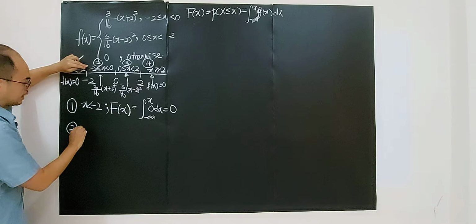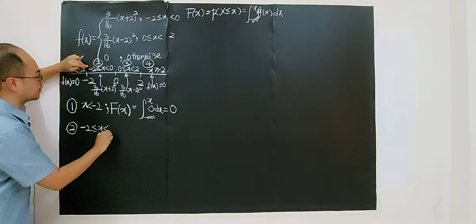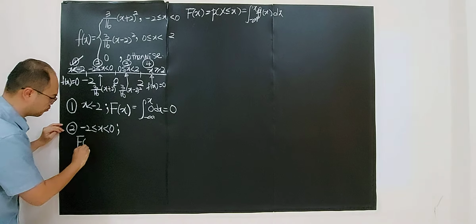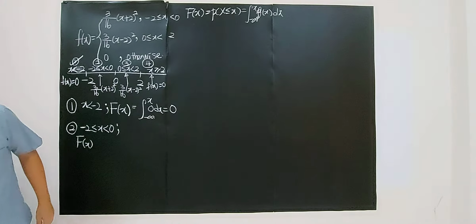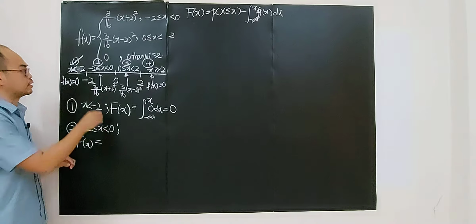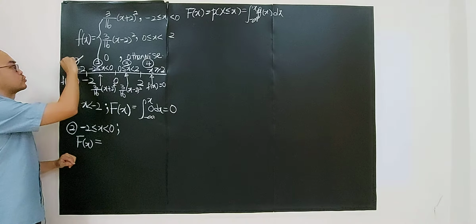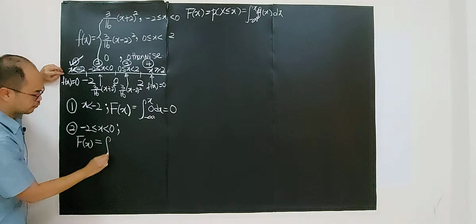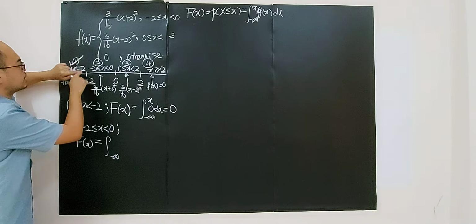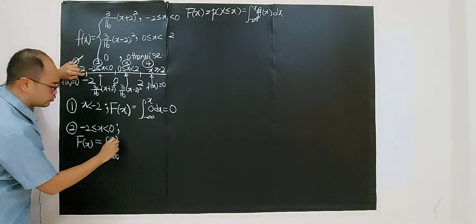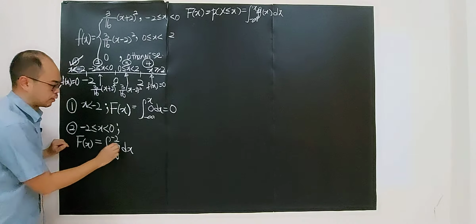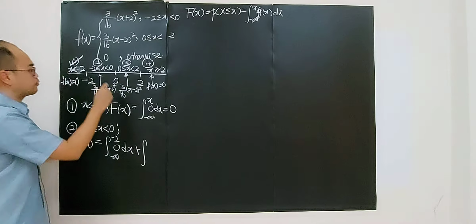So now, -2 up to x before 0. What is the cumulative function for this interval? You have to start all over again. Now I have already ticked. A tick means that I can write from negative infinity, not up to x but up to -2, because it's already done. I have done with this interval, so I have collected the probability. Now start from -2 again.